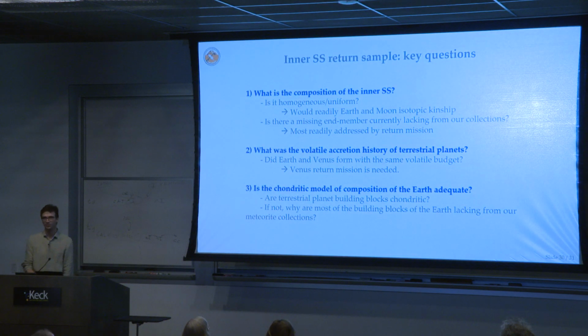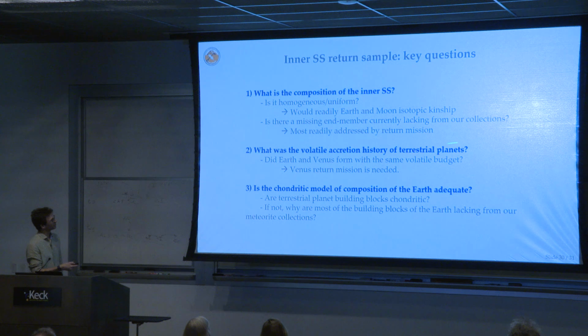Now, what key question would we address? Trying to summarize things here. The main one is really, what is the composition of the inner solar system? Isotopically, of course, but also chemically. A lot hinges on that. So isotopically, is it homogeneous and uniform? That would readily explain the problem of the Earth looking exactly like the Moon, which is a big problem for the community. The other question is, is there a missing end member that is lacking in our collection? And again, this is readily addressed by return missions.